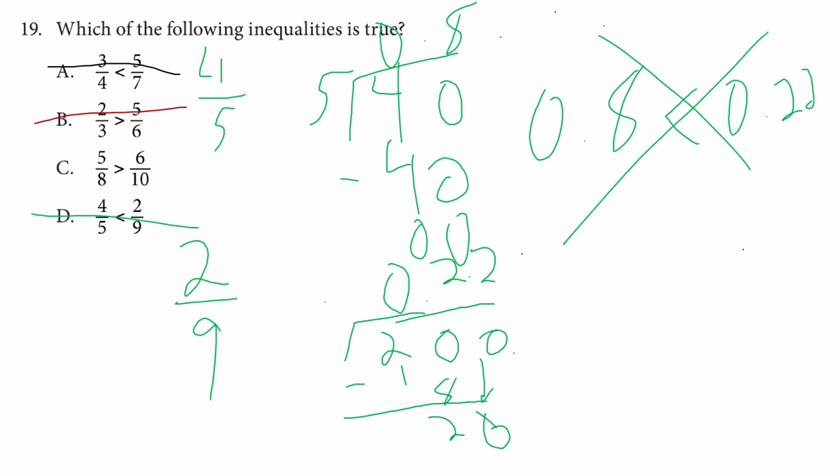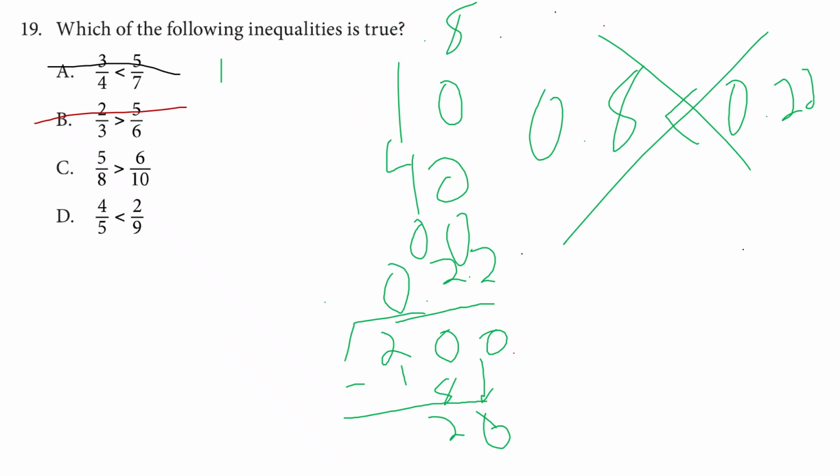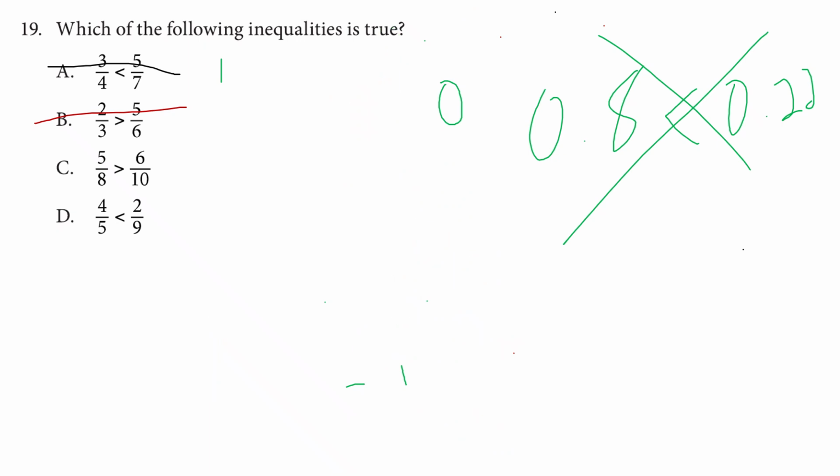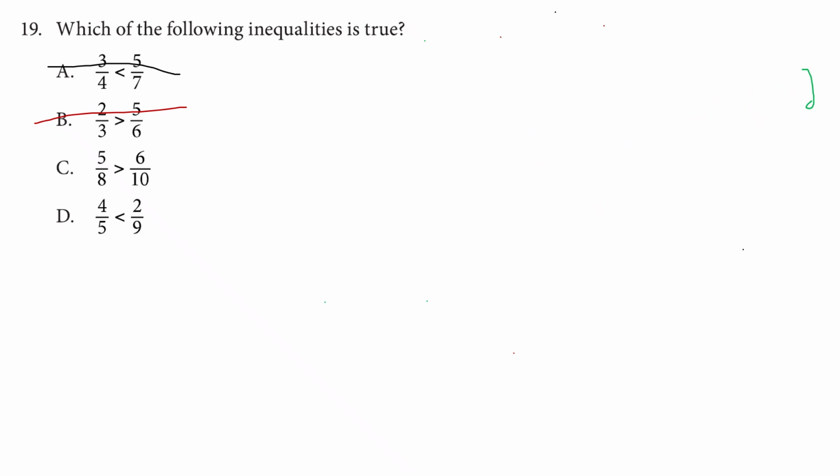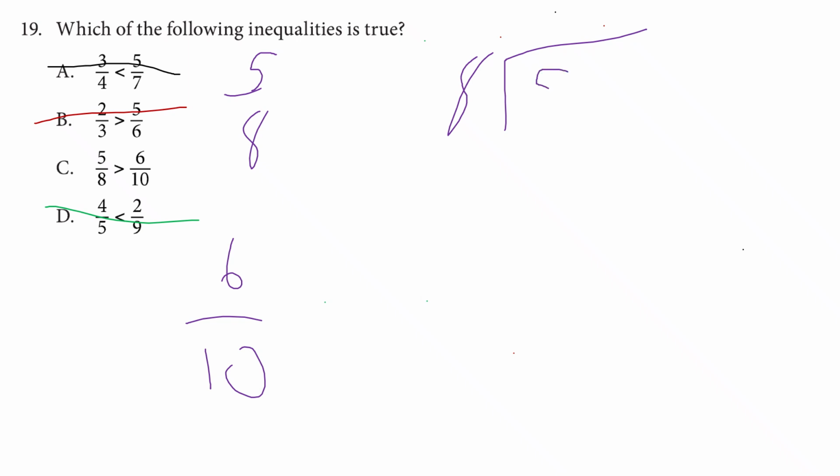So now we're going to do the problem for C. I'm going to show you why C is the correct answer. All right, so D is not the answer. So let's go ahead and do 5/8 and 6/10. So 5 divided by 8.